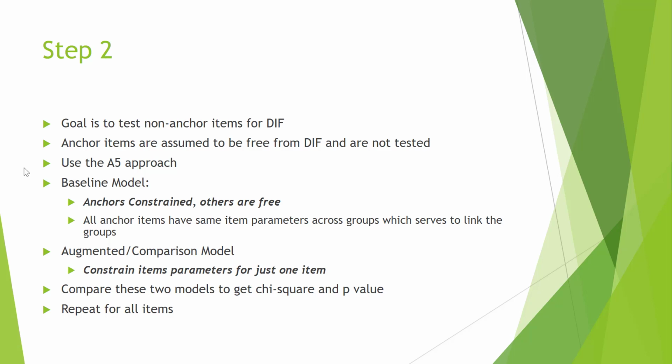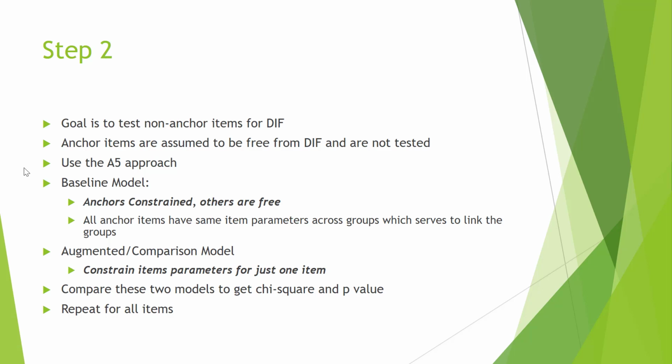In this case, we're going to flip the baseline and the comparison model from step 1. Remember in step 1, the all-others-as-anchors approach, the baseline model was a fully constrained model, where you then freed item parameters to test the item for diff. This time we're going to do the opposite. The baseline model has the anchors constrained. Their item parameters are the same across groups, but all the other items are freely estimated. And then to test the items for diff, we're going to constrain the item parameters for just one item to be equal across groups.